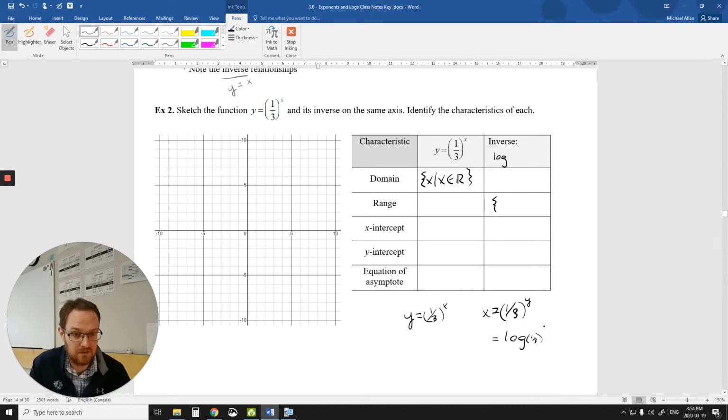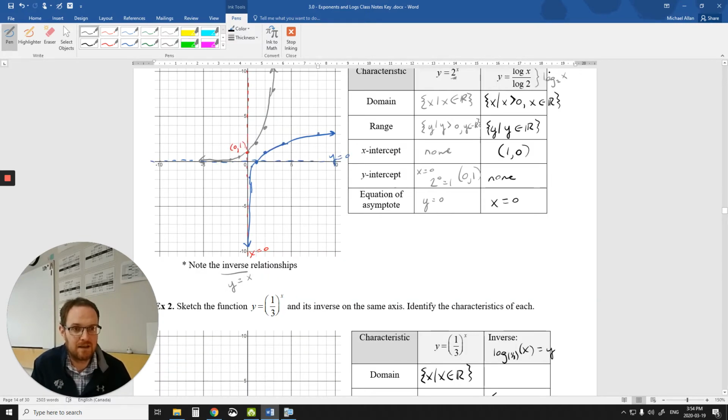Now to change to log form, x goes in there and this goes to the y. So this technically is my log, my log of base 1/3 of x. That's my inverse. Okay, I think I had the inverse up here before. Yep, these are both the inverses of each other.